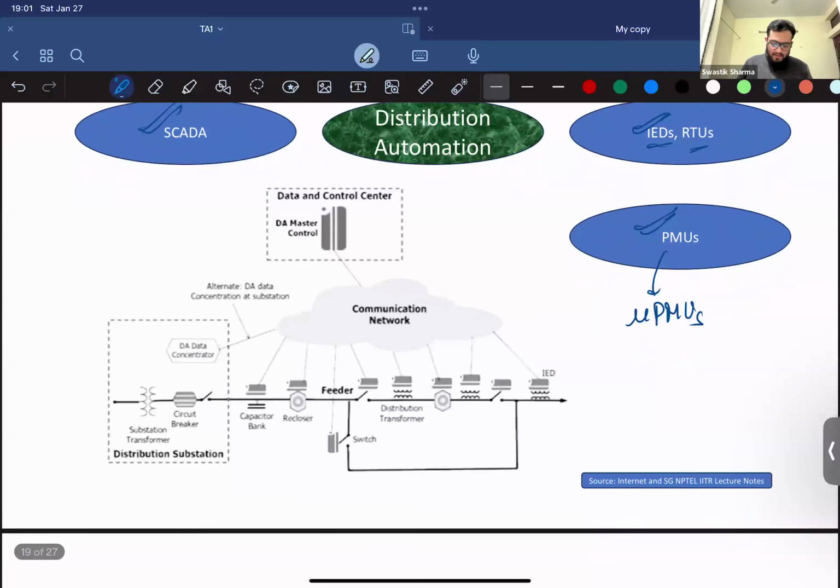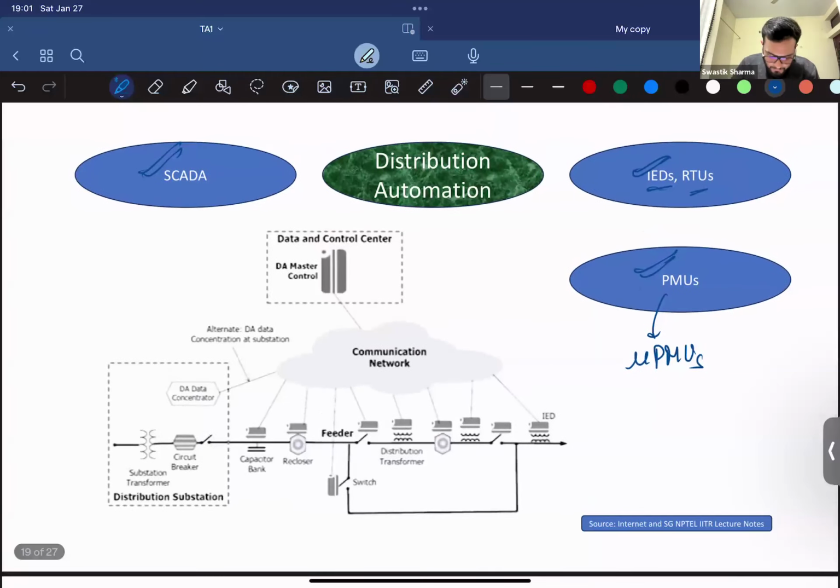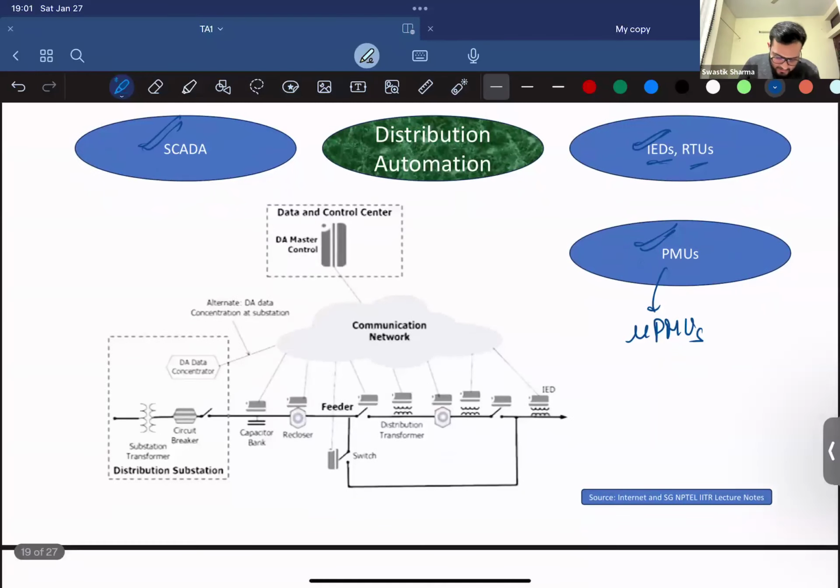So what exactly is distribution automation? We have a whole distribution system, which is connected with the distribution substation. This distribution substation converts 11 kV to 440 volt. It has a circuit breaker, a switch connected to a capacitor bank, then a recloser, then some more switches, a distribution transformer, another recloser, another transformer, then a switch, and another transformer, which is the primary side.